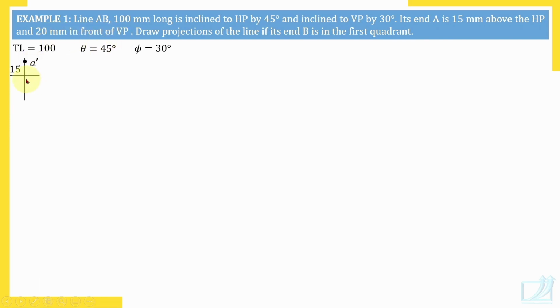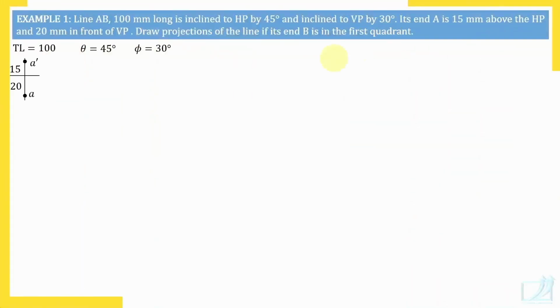in front of VP. So we should measure 20 millimeters in front of XY line, and top view gives distance from VP. Each and every statement gives you certain information, and you should first bring it on paper properly as data. End B is in first quadrant. What do you mean by that? Front view above XY line and top view below XY line. That means B dash is above XY line and B is below XY line. So we'll note down here as data.